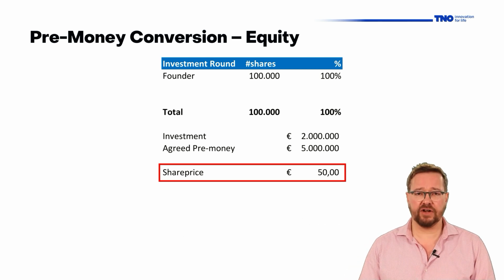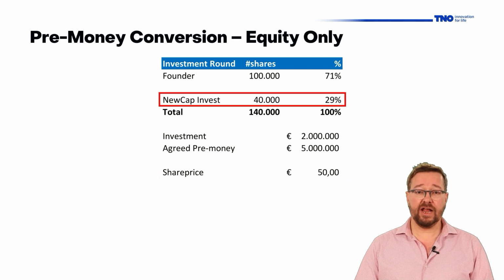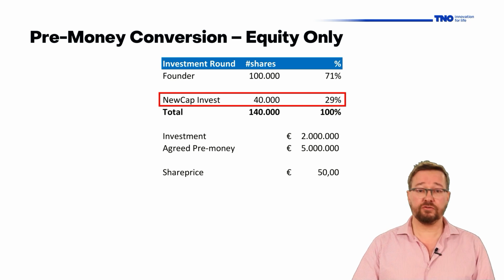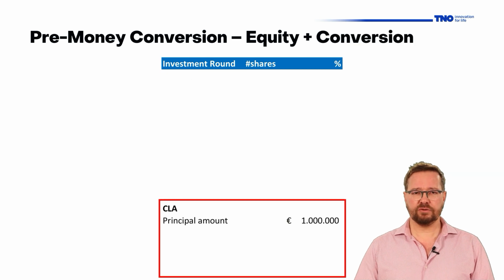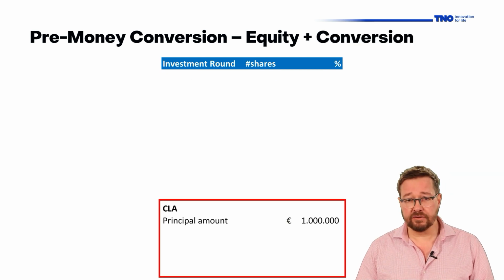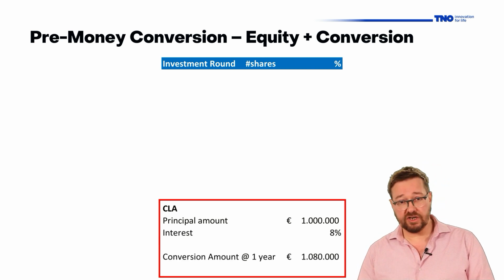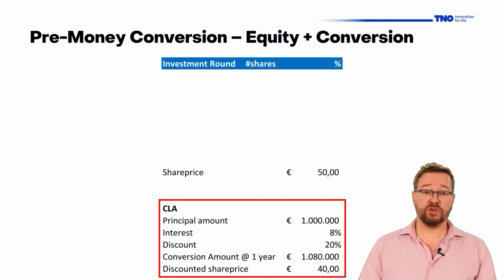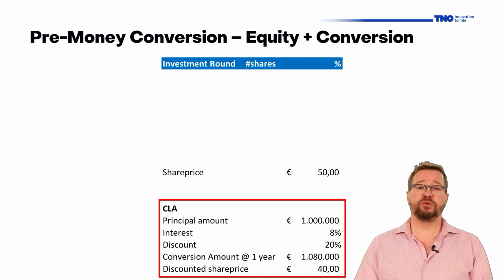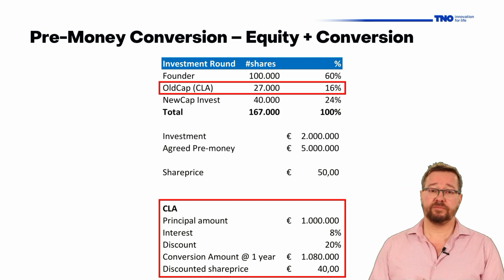If we forget the CLA for now, the cap table change would look like this. Here you can see the aim of Newcap Invest is to have 29% equity in the company in return for that 2 million euros investment. Okay, taking into account the CLA, which after a year converts the 1 million euros plus 8% interest, the share price is 50 euros minus the 20% discount, which makes 40 euros, at which the CLA converts. Adding this to the cap table makes this.